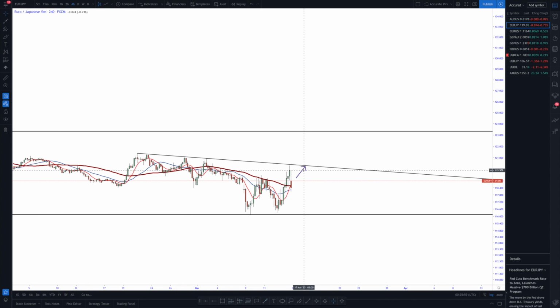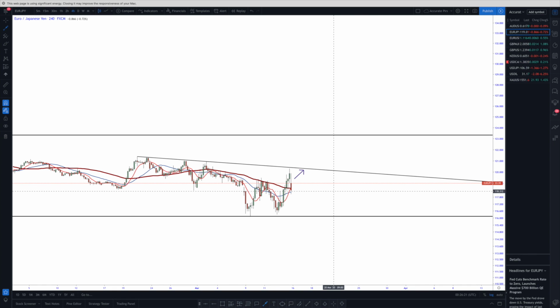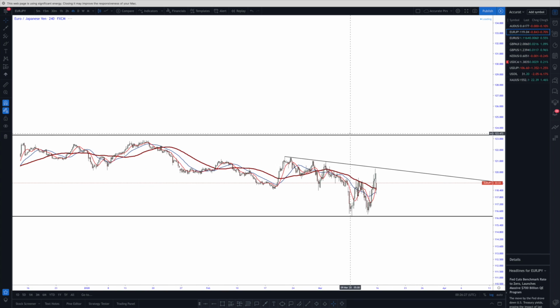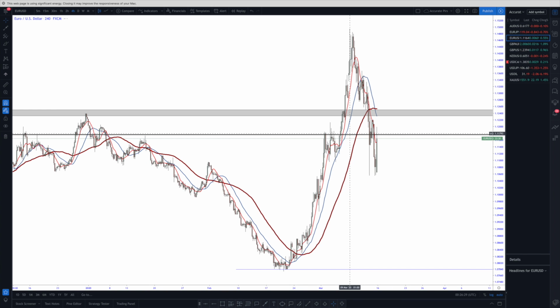If not, then I will look to see if this can touch our trend line, touch, resist, and come back down to our support area. So that's what I'll be looking at to see if the market will play out like that. That's one scenario. That's Euro JPY. So let's skip to Euro USD.